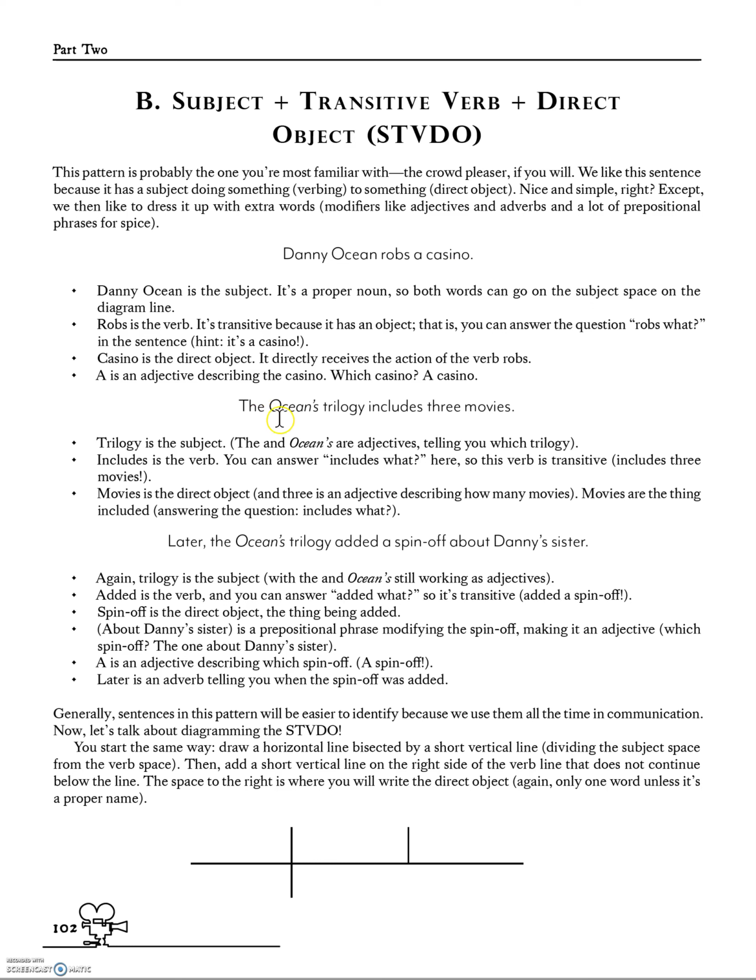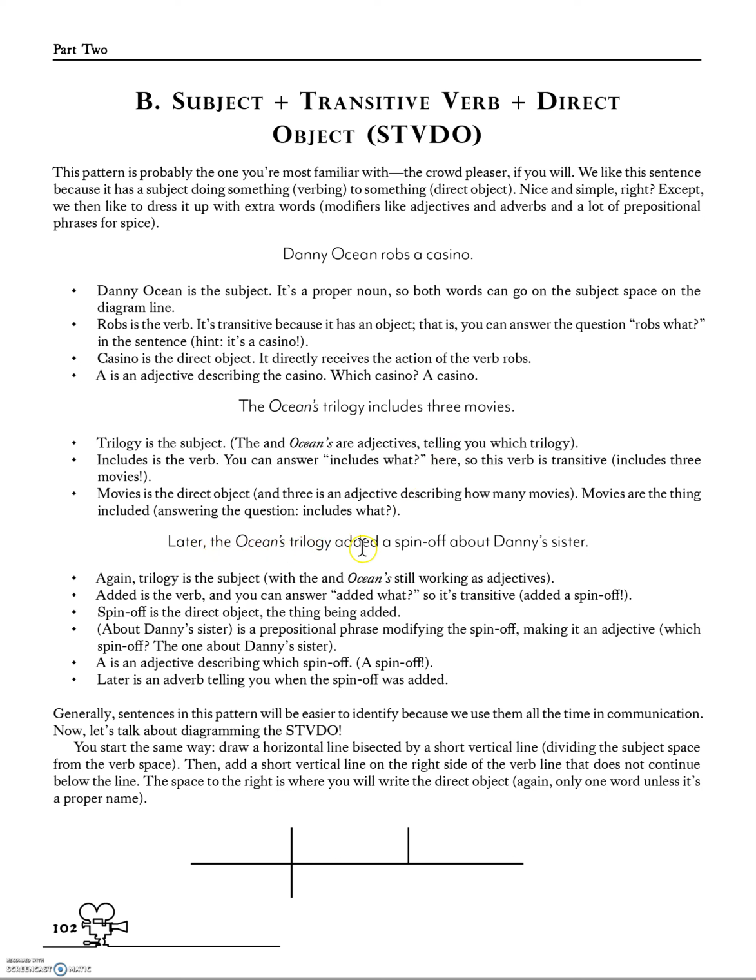If we keep going, we have the Ocean's trilogy includes 3 movies. So we're like, trilogy, what is the trilogy doing? It's including. What is it including? Movies. So trilogy, subject, includes, transitive verb, movies, direct object. And then we have one more right later.